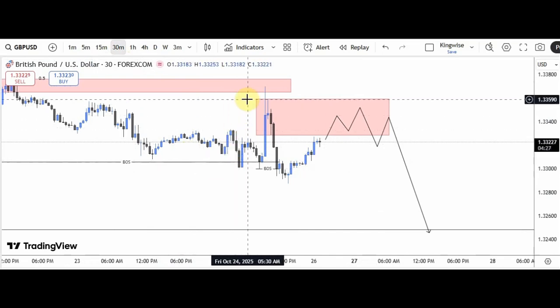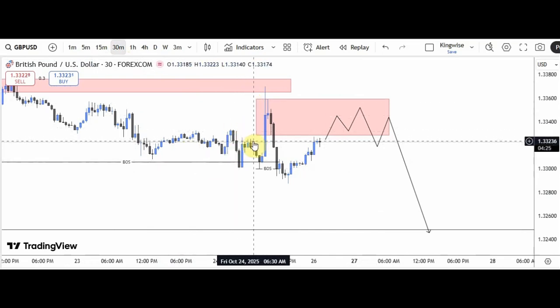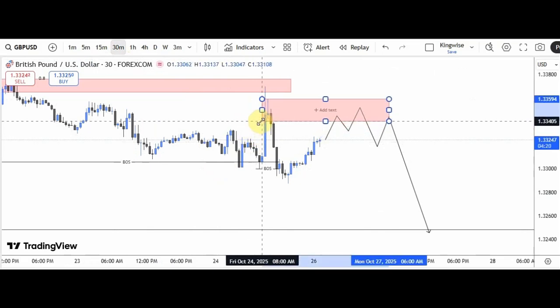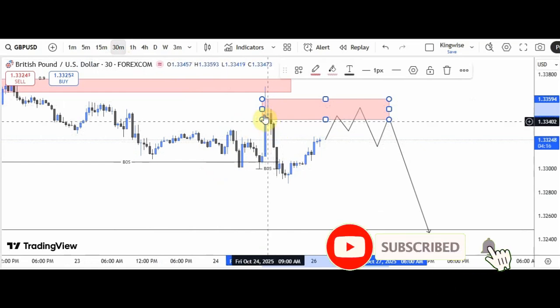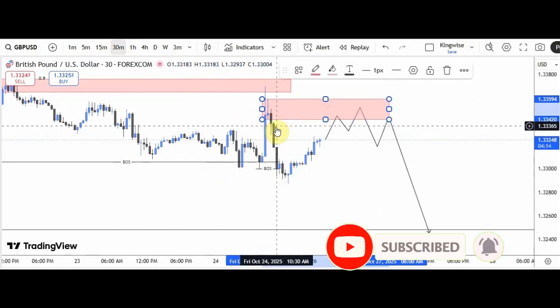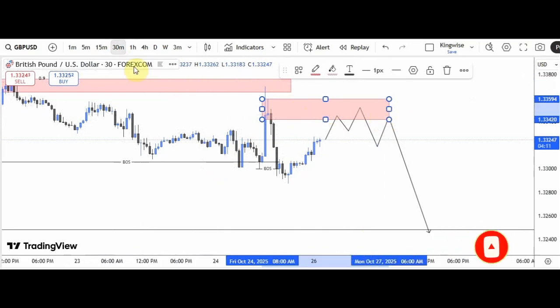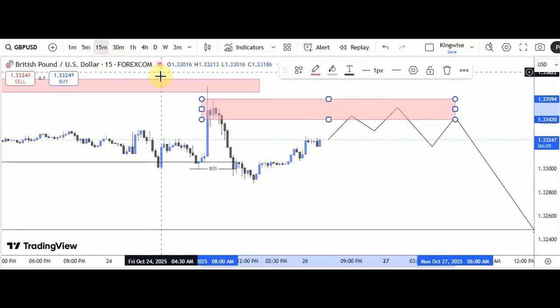On the 30-minute time frame, we can refine the other block. So we have the other block, we have a tiny fair value gap, so we can refine it into this. Let's see the 15-minute time frame.